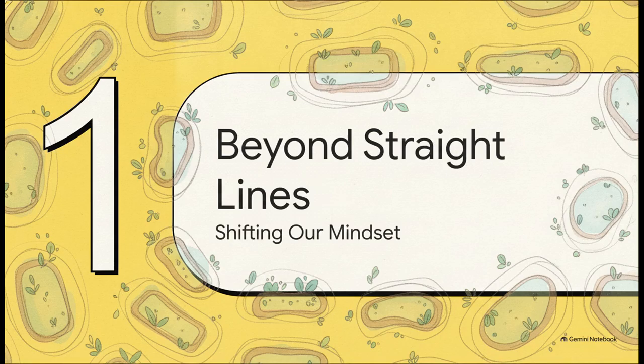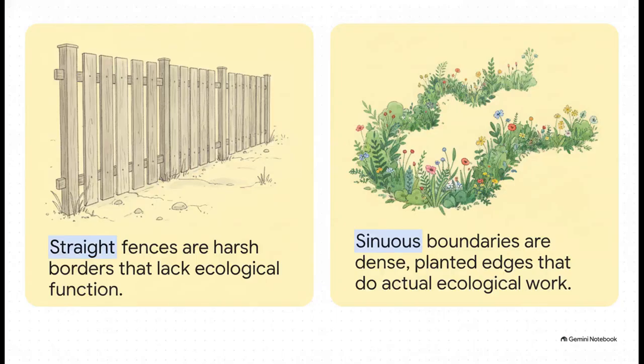All right, part 1, beyond the straight line. Now, this brilliantly illustrates our core conflict here. A straight fence is, well, it's merely a harsh border, right? But a sinuous, wavy boundary actually functions as a dense, planted edge that does real ecological work. Think about it for a second. Conventional farming relies on straight lines mostly for the sake of mechanical machinery. But nature absolutely doesn't work in straight lines.